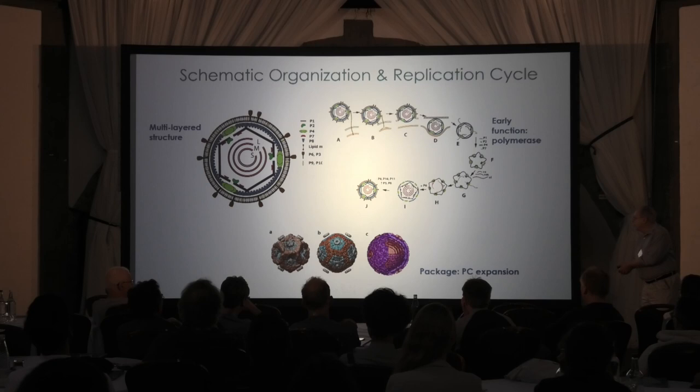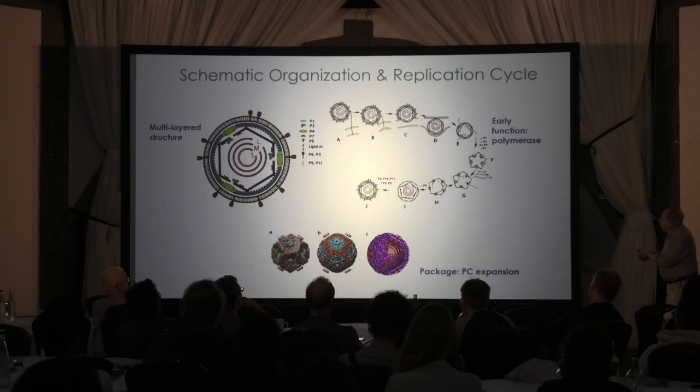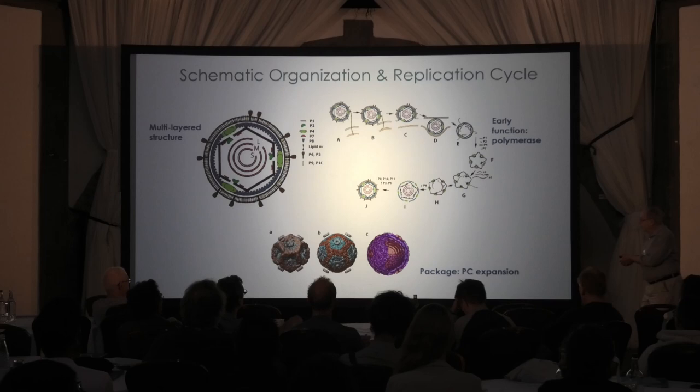So, once the indication is P6, the first one discovered, it's male-specific, binds to the pseudomonad pili. It's drawn into the cytosol, the outer layer is removed, and transcription of the double-stranded RNAs takes place, which are then subsequently packaged. So the early function is a polymerase, in this case, the polymerase complex.